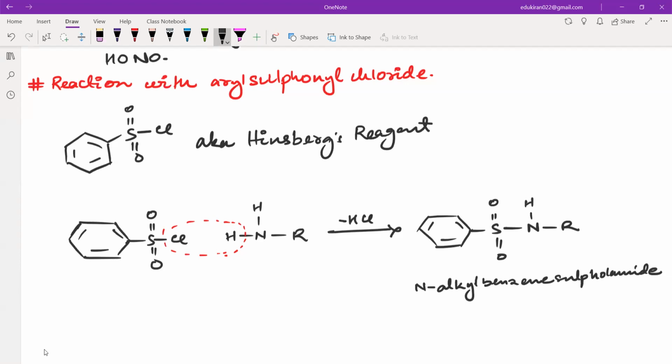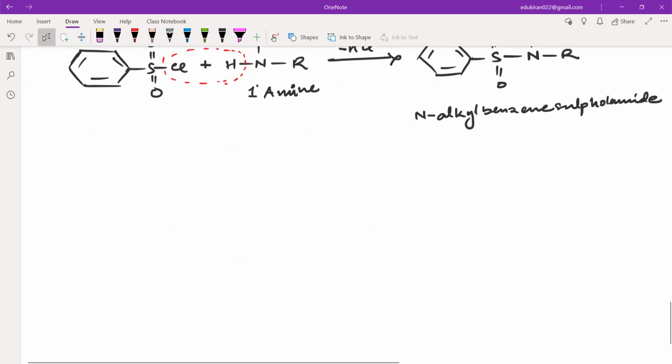Just remember how you have to write this down. How you have to write the benzene, how you have to write the primary amine, that is 1 degree amine. Okay, now is this clear? Yes or no? Please tell me. Yes, sir. Okay. Now, when you have this sulfonyl chloride, it is going to be soluble in water. Next, you can write.